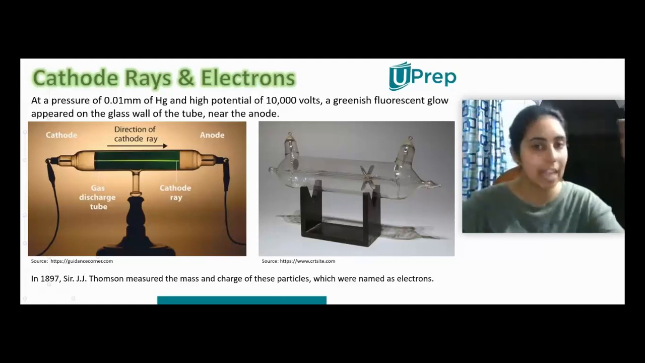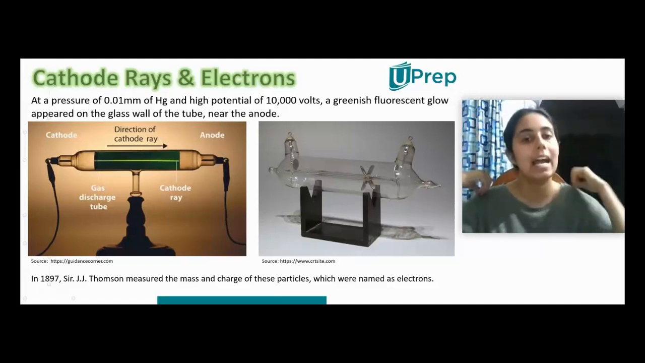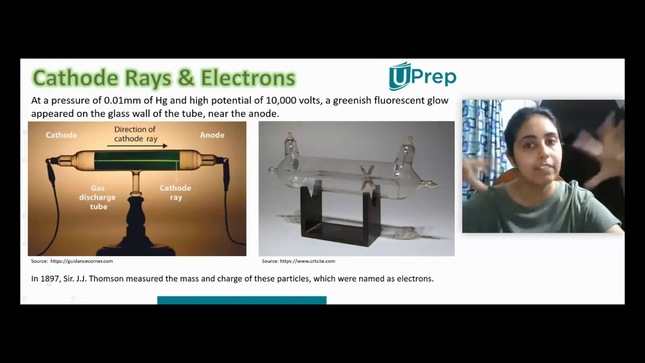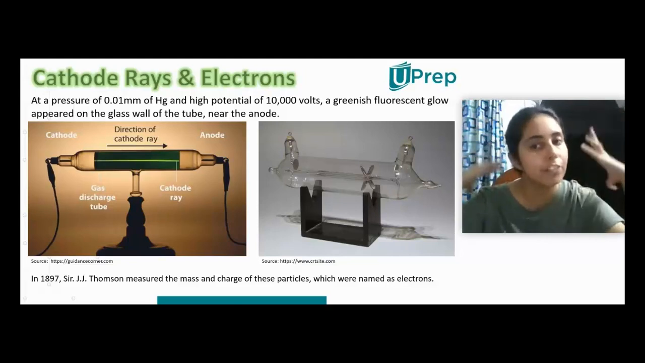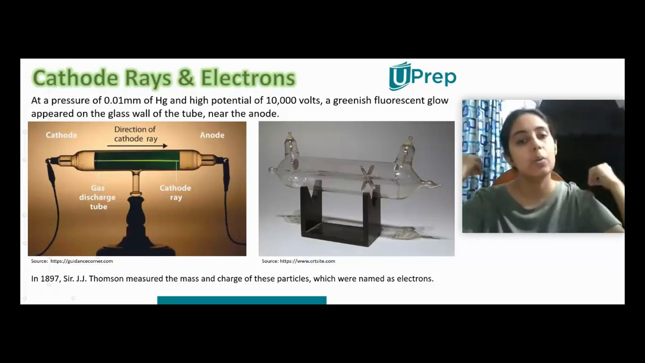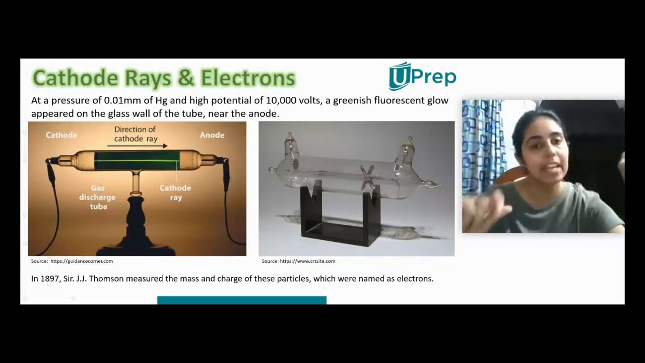It has a cathode and an anode, and what they've done is they've taken some gas inside this tube, and because they have this anode and cathode, they obviously have connected it to some potential difference, right? Some battery or some high potential difference. So over here they've taken a high potential of 10,000 volts.